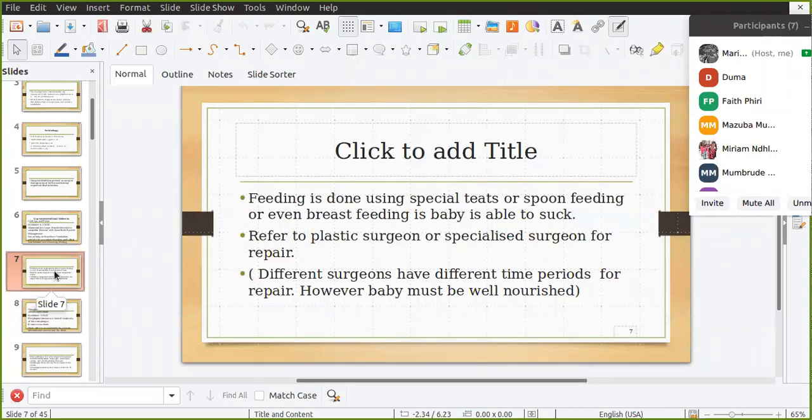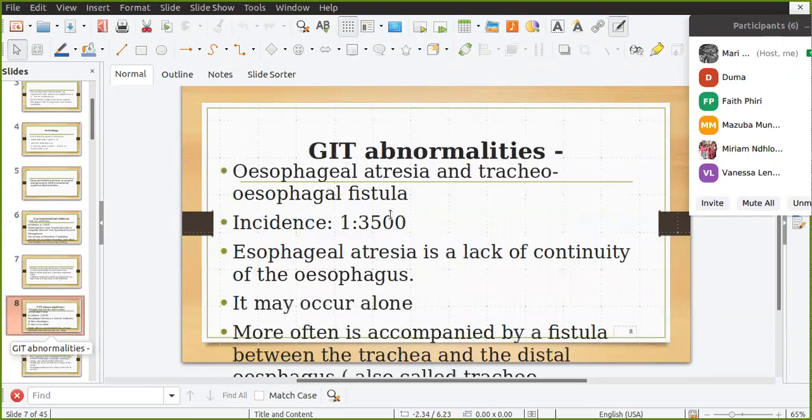When you do the surgery on these babies to close the cleft palate, you ensure that feeding is done using a spoon. If the baby is still able to suck even after this surgical procedure, you ensure that breastfeeding continues. Most of the time, you refer this surgery to a specialized plastic surgeon. There are different types of surgeries that can be done depending on the experience of the surgeon working on this neonate.